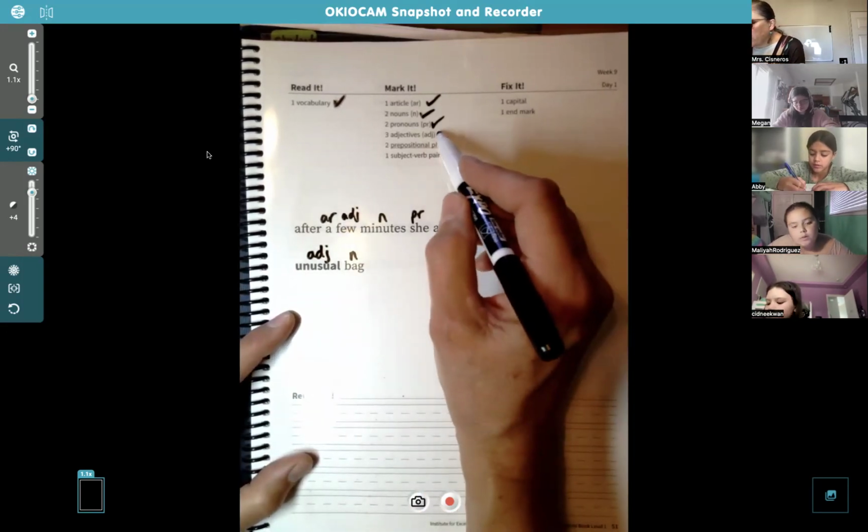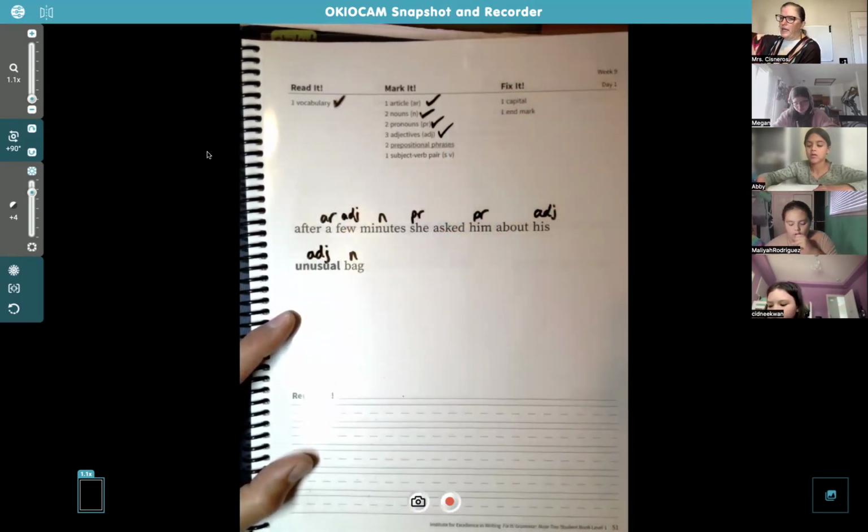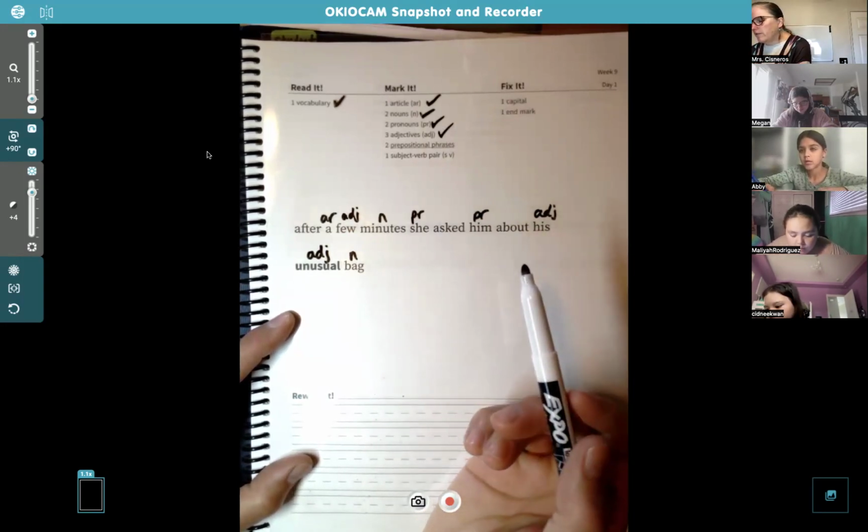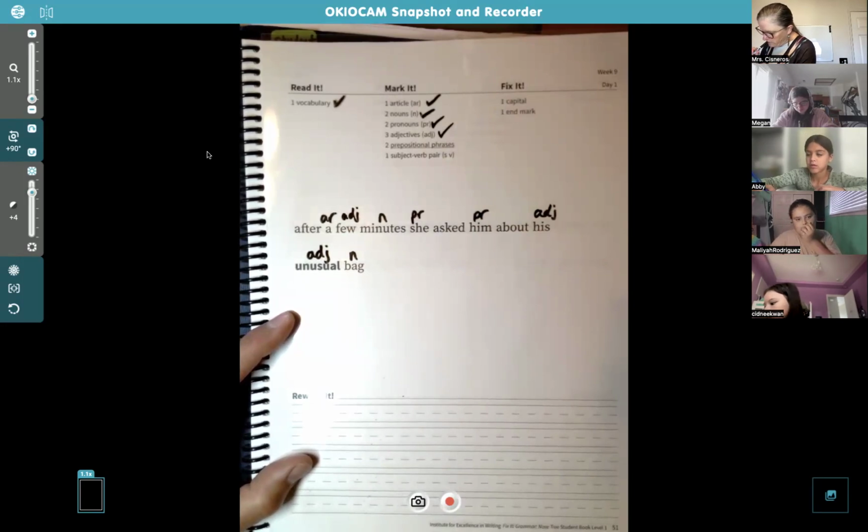Okay. I'm going to come back to the prepositional phrases because remember, we're labeling everything. So let's go to verbs next. So Malia, where are the verbs? Where are the action words? There's only one. What are they doing?